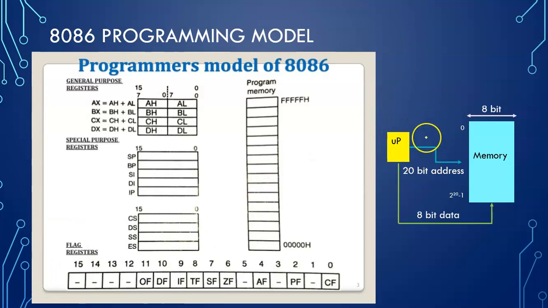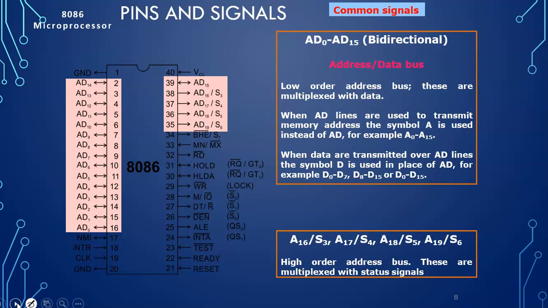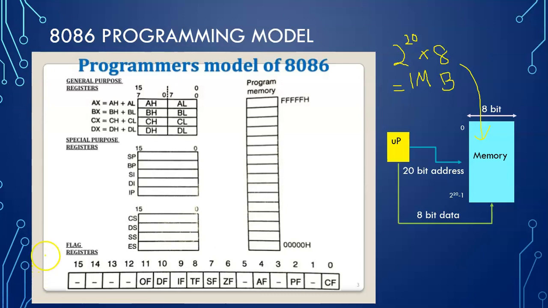Okay, because our address is 20 bits, we have 2 to the power of 20 multiplied by 8. So we get 1 megabyte. So that is the size of this memory. Okay, in your course, we don't concern more about the hardware part. But the hardware part, you have to remember, you have to understand well this part only.